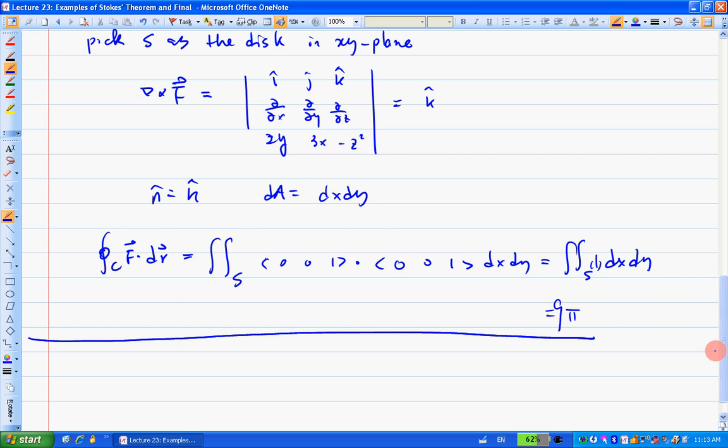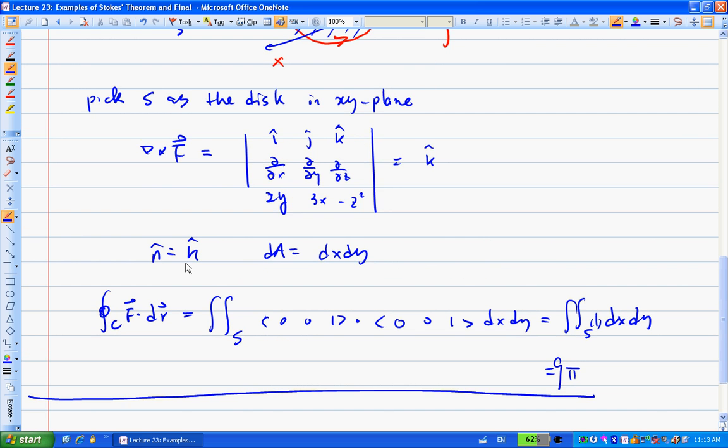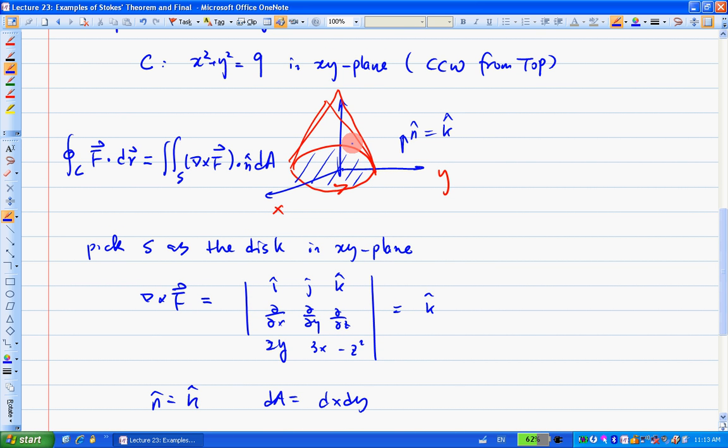Yeah, that's it. How do you find the n if you close the cone? How do I find the n here? If you close the cone? Oh, it is a cone here. Well, same thing. Right-hand rule, right? If it's a cone here, then you have to look at the right-hand rule here.